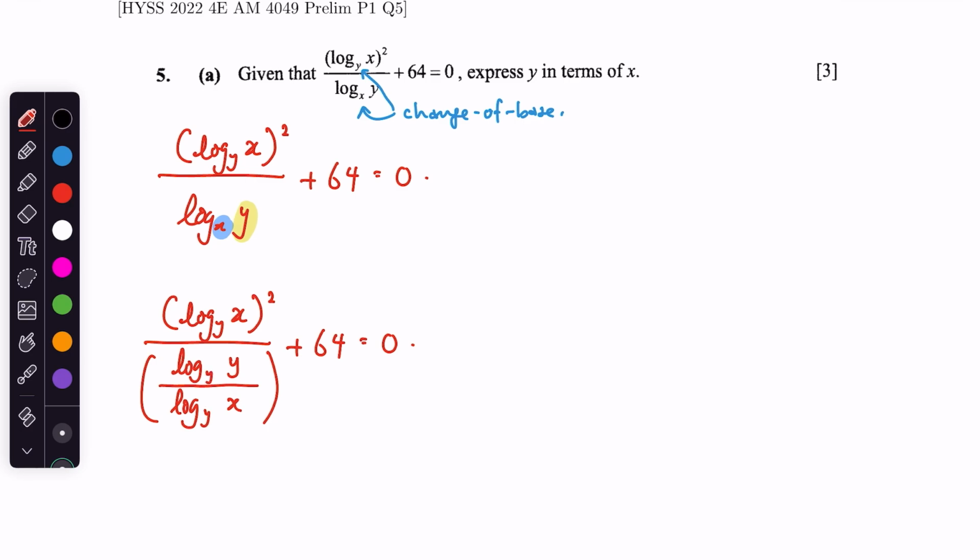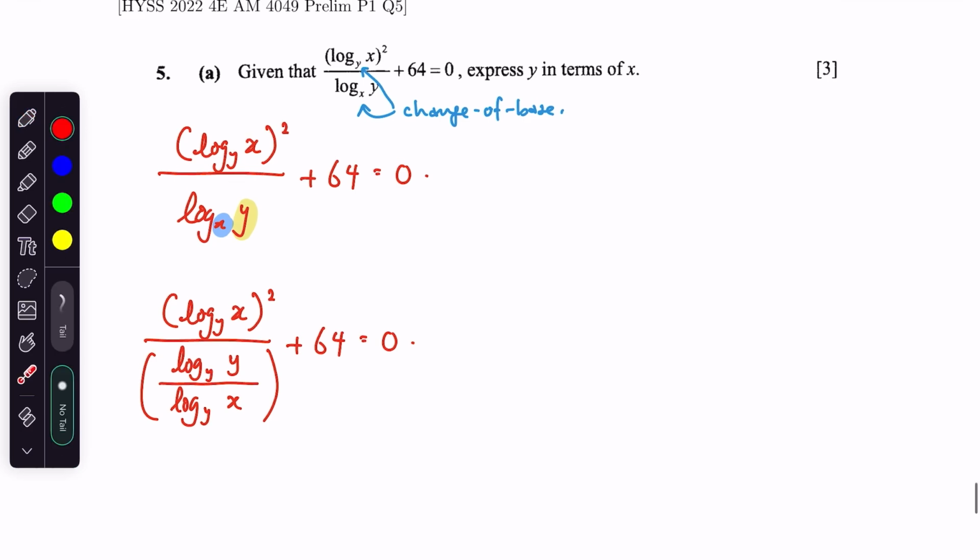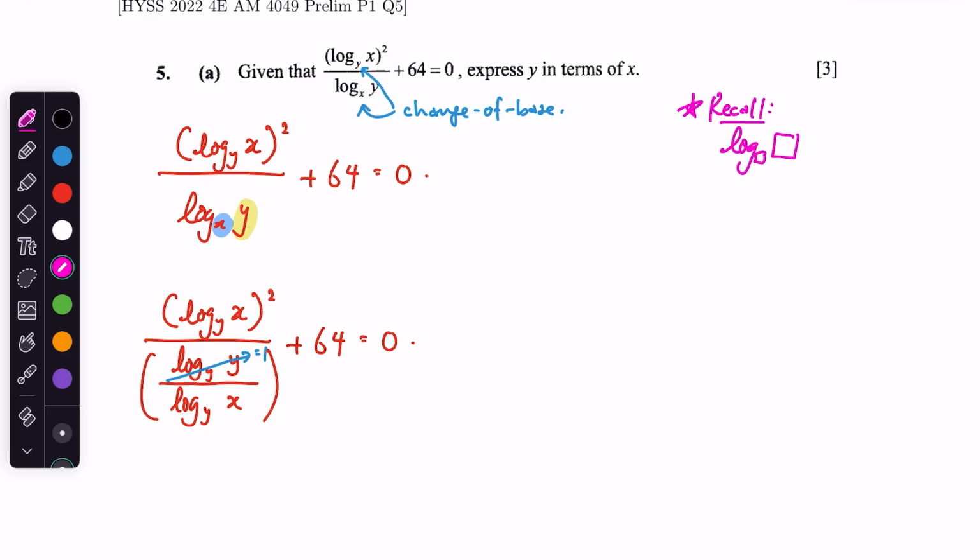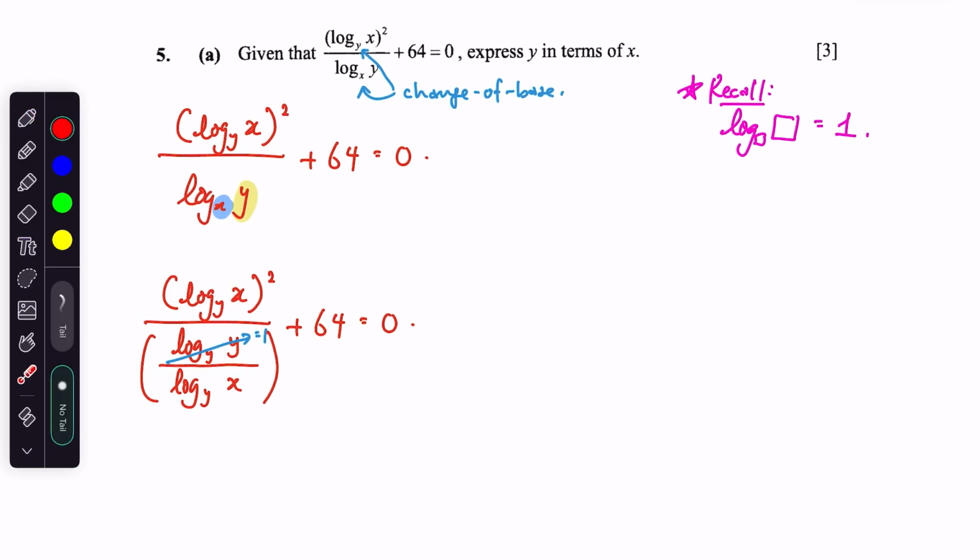The next thing I realize is that actually this log base y of y will just be 1. Because whenever I have log base something and the argument is the same as the base, then I will get a 1. Then I have a fraction in the denominator. The denominator of the denominator will jump all the way up here. So what I have is actually log base y of x cubed, plus 64 equals to 0.